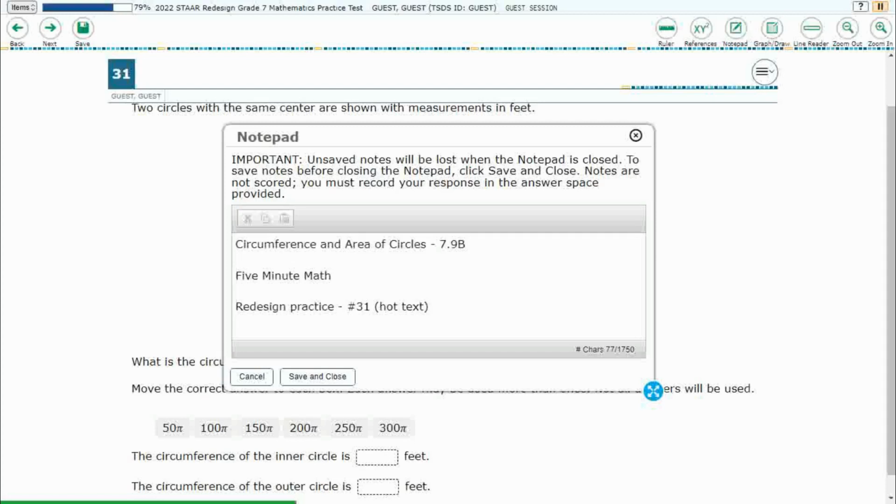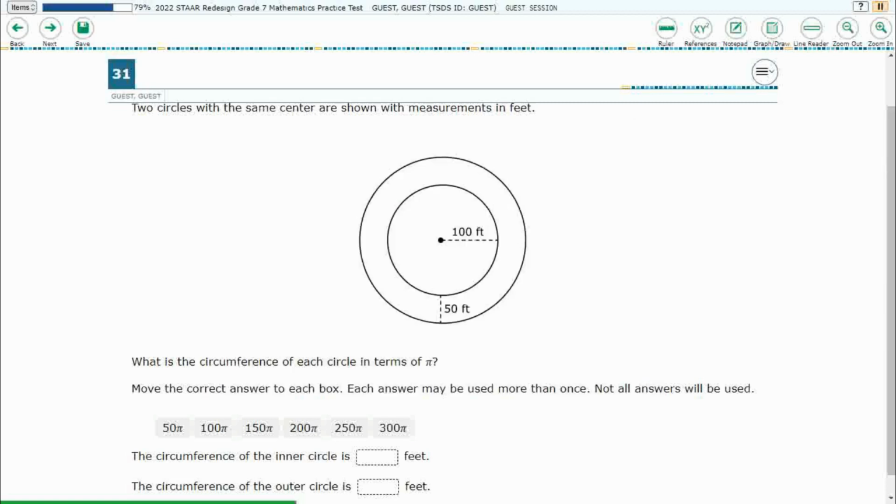Today we are looking at the 7th grade concept of circumference and area of circles. This is standard 7.9b in the great state of Texas, and we are using item number 31, which is a new item type called hot text off the redesign practice online STAAR test. If you have not done so already, please go ahead and take a moment to pause the video, work this problem out on your own, unpause it, and we will look at our answers together.